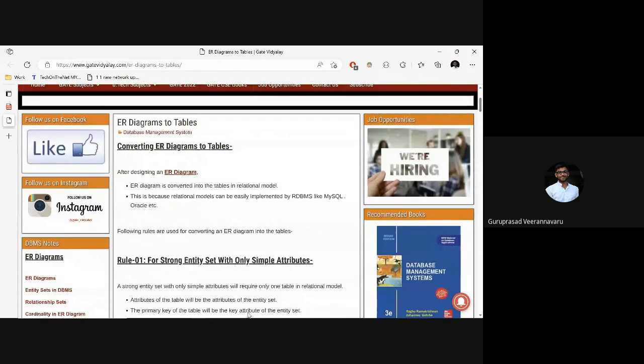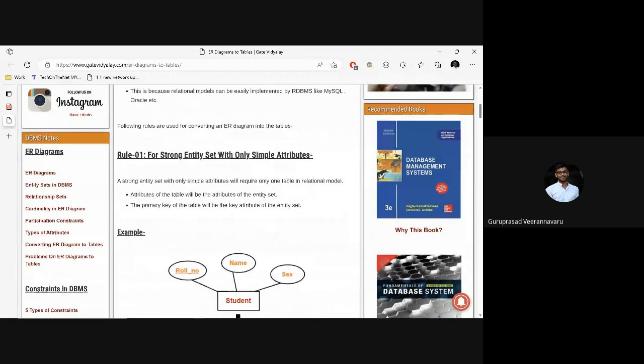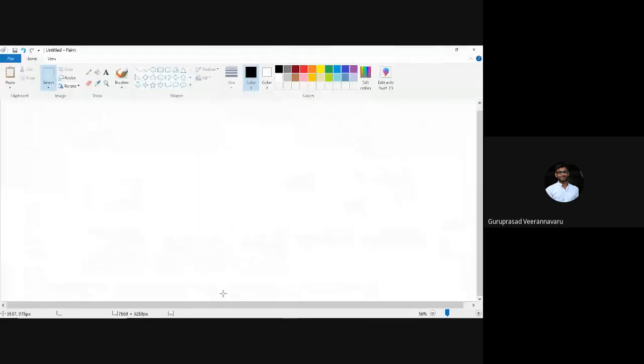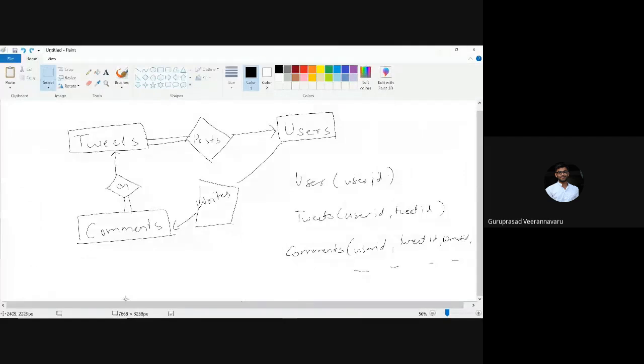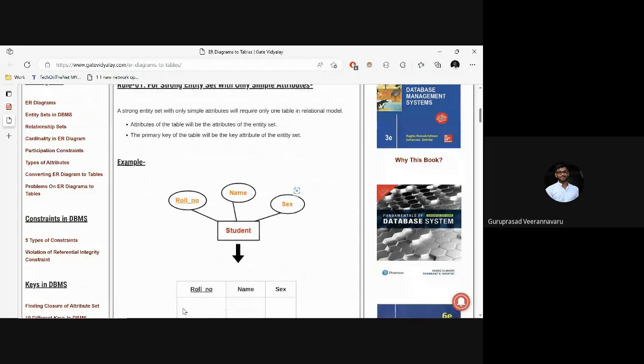First is for all the strong entities. What is a strong entity? One which doesn't need any other entity to exist. It can exist on its own. Those kinds of entities are called strong entities. Whenever we have a strong entity, we create a table for all of those strong entities first. In this case, all these three were strong entities: tweet, user, and comment. So we can create a table for all of them.